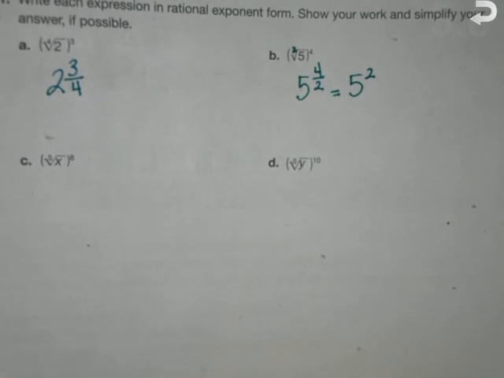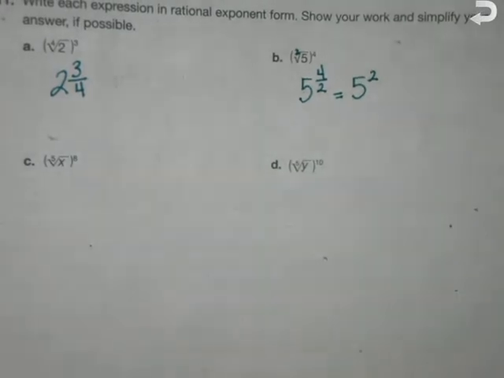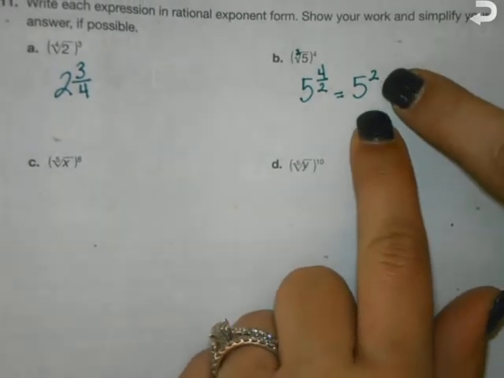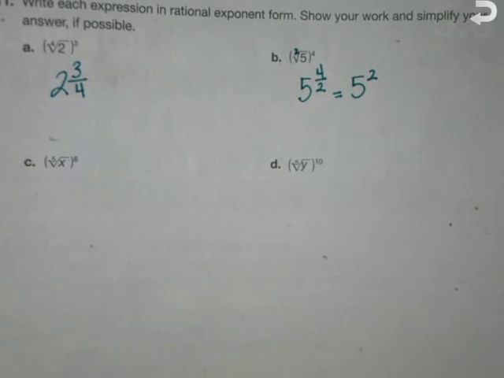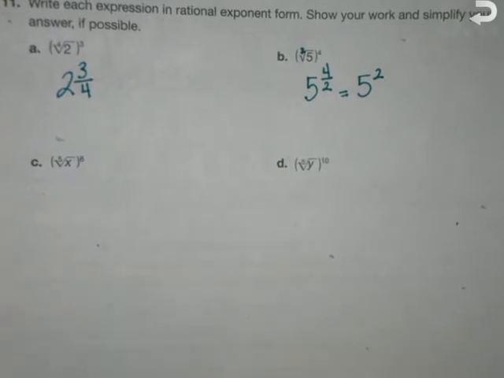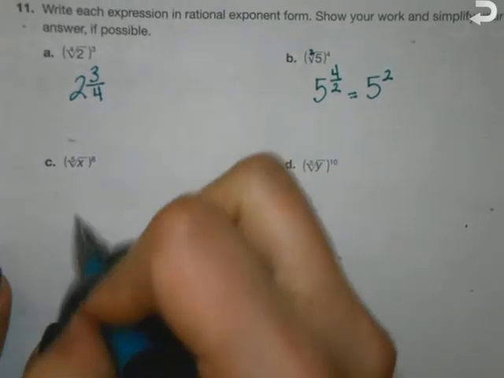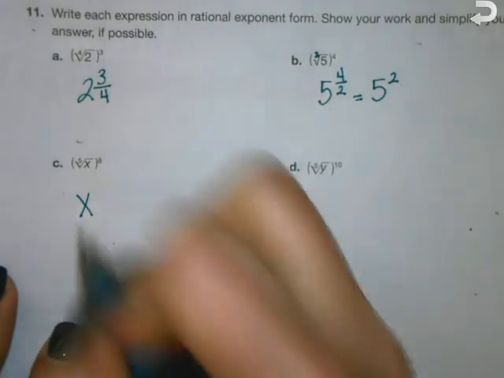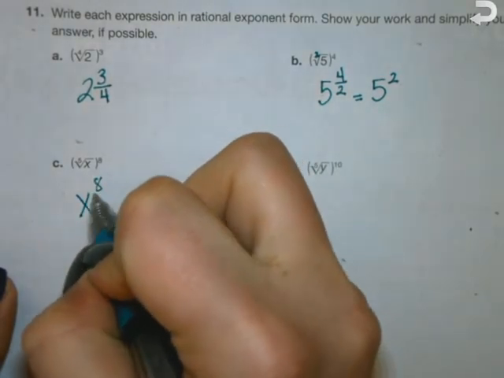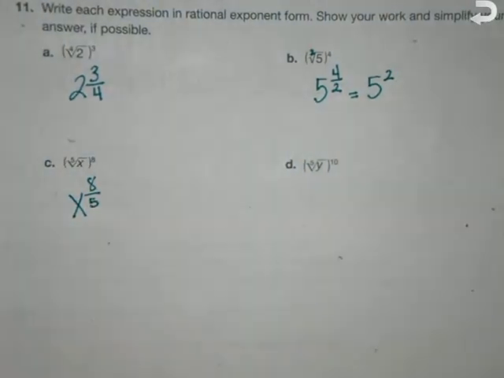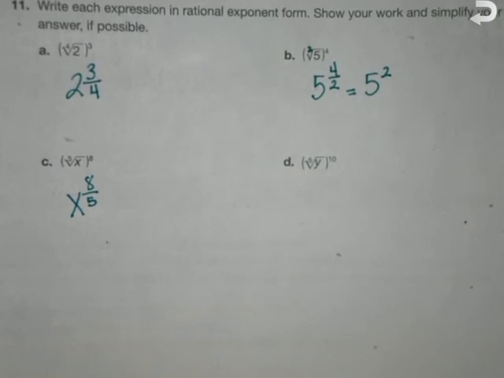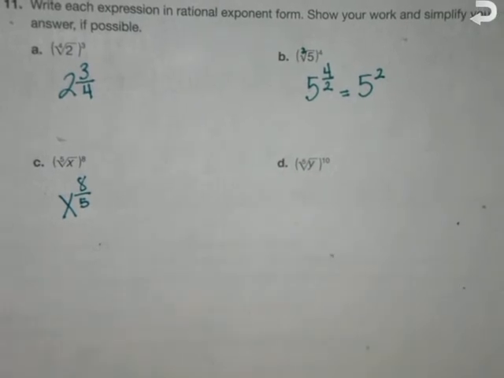Can you guys do 5 to the 2nd? Yeah, what is it? 25. But they wanted us to just leave it in exponent form, so this is an okay answer. Okay? Let's see, what about part C? Caleb, what'd you get for part C? X to the 8 over 5th power. Yes? Agree? Okay, and Brittany, what about D?